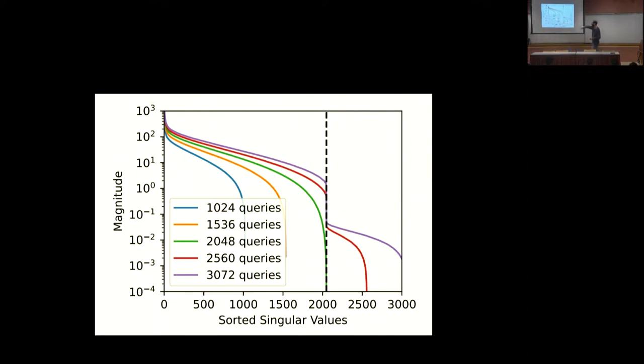But then, once you have more than 2048 queries, the singular values drop to something like 10 to the minus 2 or 10 to the minus 1, and go from there. So what did we learn from this? We learned that the dimension of this actual matrix is intrinsically only 2048 dimensional. The model has 2048 internal dimensions.